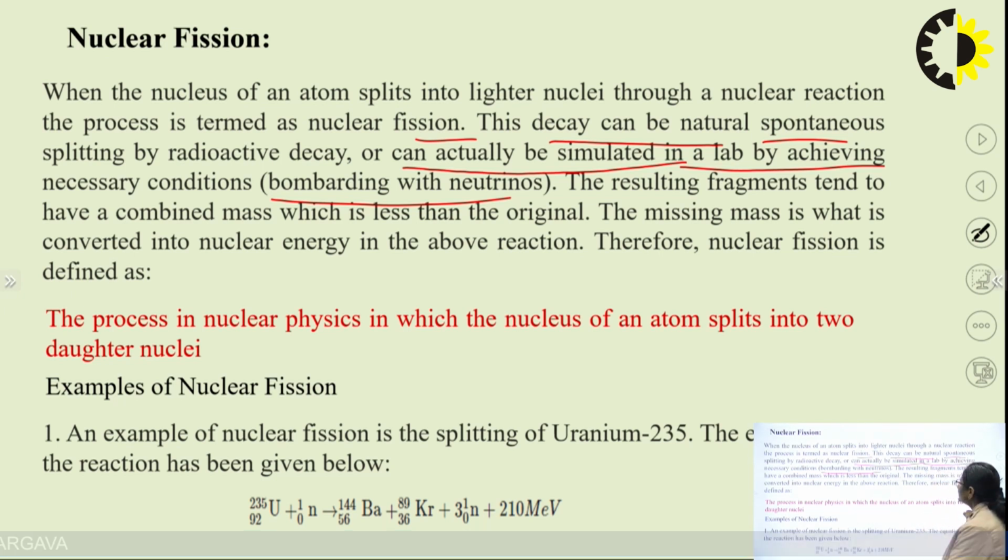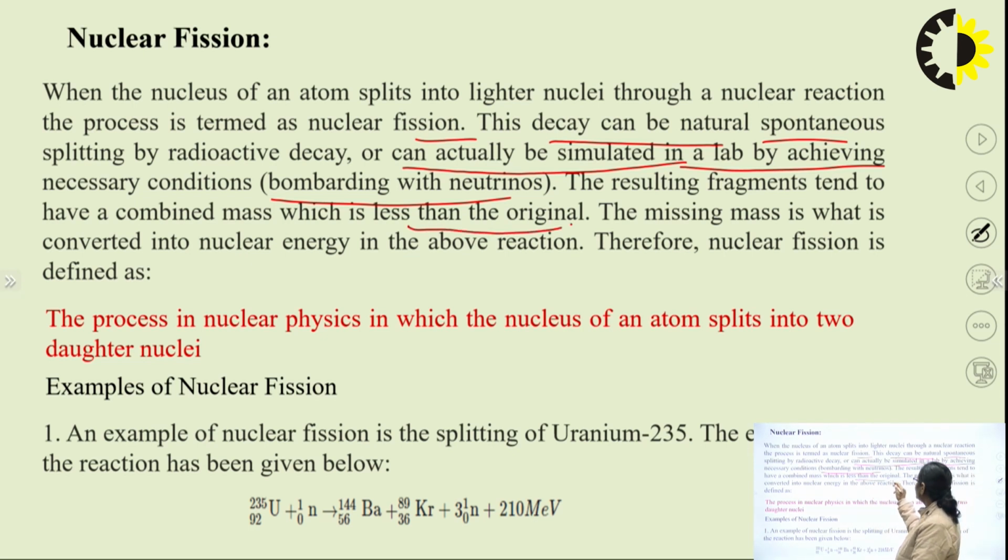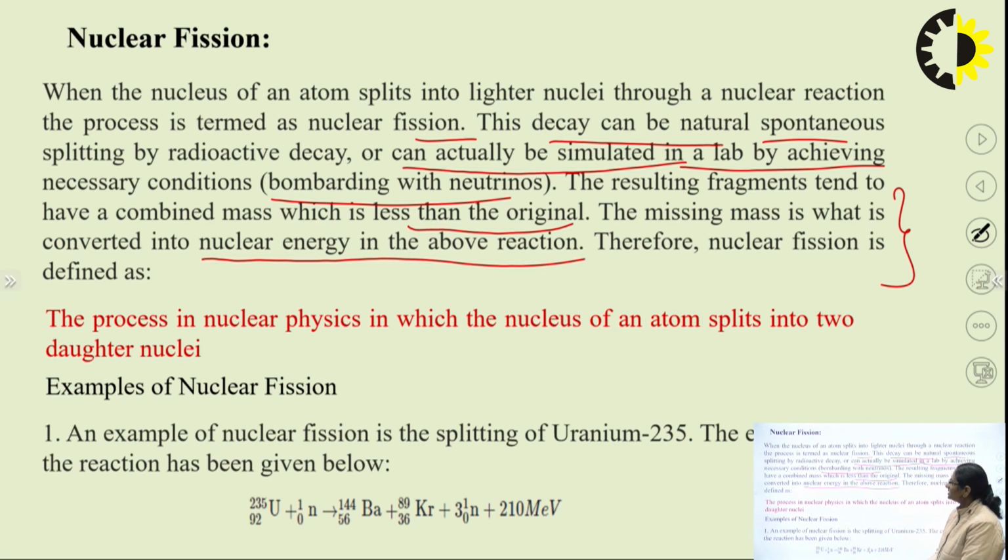The resulting fragments tend to have a combined mass which is actually less than the original mass. The missing mass is what is converted to nuclear energy. It is the mass defect that gets converted into nuclear energy in the mentioned nuclear reaction. Therefore, nuclear fission is defined as the process in nuclear physics in which the nucleus of an atom splits into two daughter nuclei, right? Let us see an example of nuclear fission.